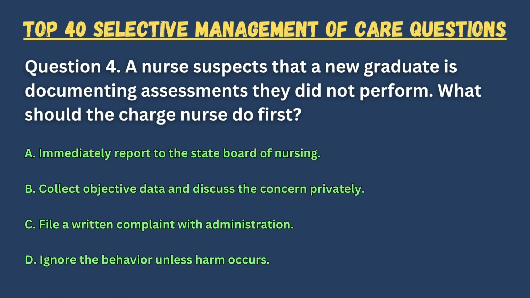Question 4. A nurse suspects that a new graduate is documenting assessments they did not perform. What should the charge nurse do first? A. Immediately report to the State Board of Nursing. B. Collect objective data and discuss the concern privately. C. File a written complaint with administration. D. Ignore the behavior unless harm occurs.